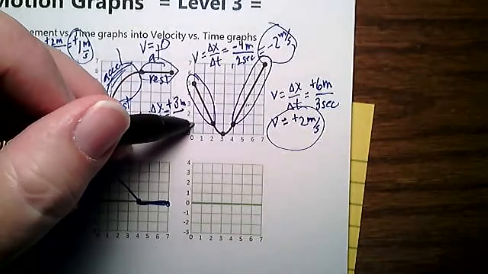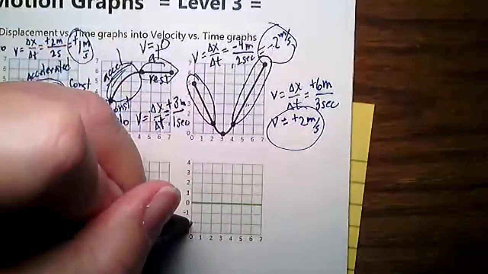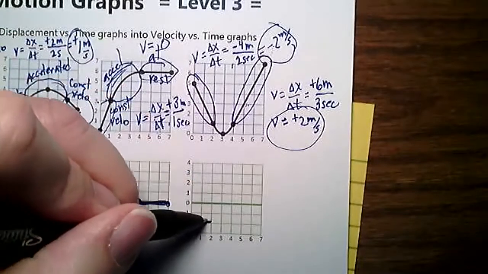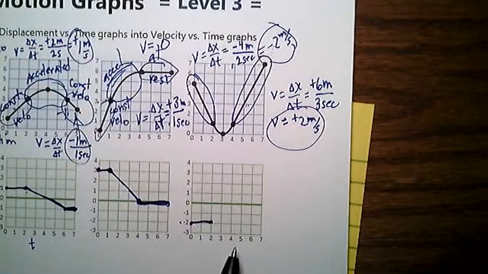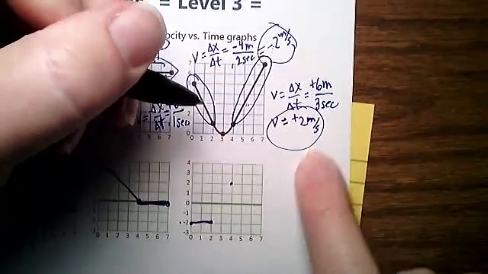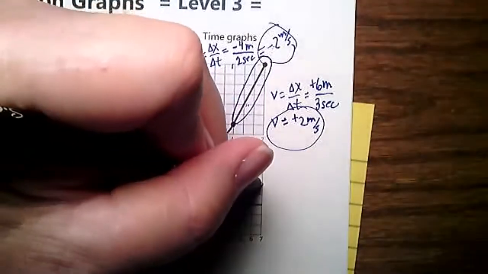So between 0 and 2 seconds, we had a speed of negative 2. So I can go ahead and fill that in. There's my negative 2 right there. I did it for 2 seconds. Then from time 4 through 7, we had a positive 2. So from 4 seconds all the way to 7 seconds, we're going to be at positive 2.